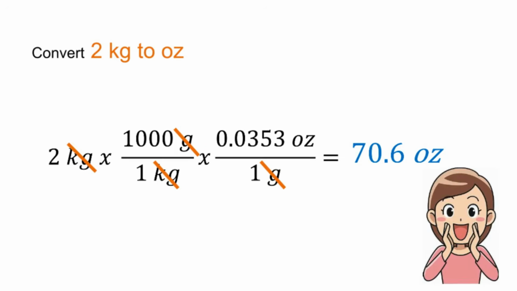Let us write 2 kilograms and use the conversion factor for kilograms to grams as shown, then multiply it again by another conversion factor leading us to our desired unit, the ounce. Cancelling all similar units, kilograms and grams, we now multiply 2 by 1000 and 0.0353 ounce. 2 kilograms is equal to 70.6 ounces.